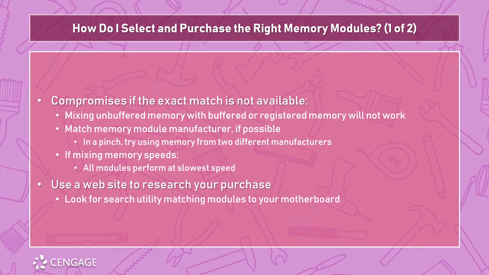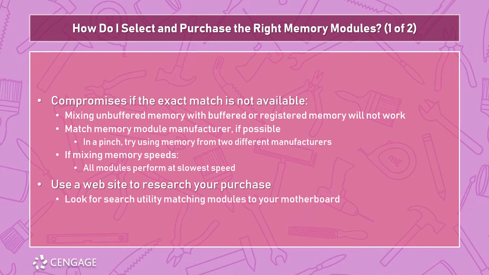Now, if your exact match is not available for mixing memory, just make sure we're not mixing things like unbuffered or unregistered memory with buffered or registered memory. It doesn't work. Match the manufacturer if you can. If not, most of the other metrics should be okay. I just wouldn't expect optimum results if you mix manufacturers. If you have to mix memory speeds, which is the least recommended, you will see a significant decrease in at least one of your sticks because they will run at the slowest speed that they can all agree on, essentially.